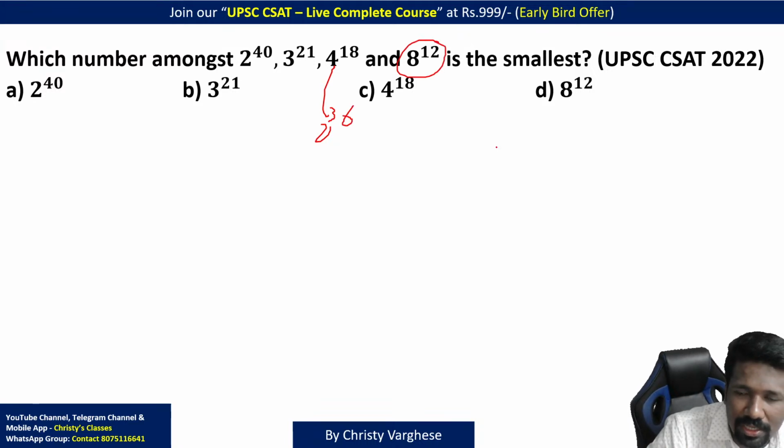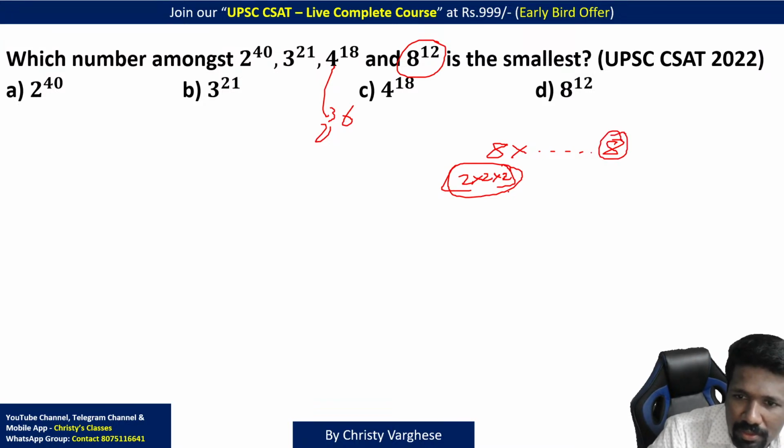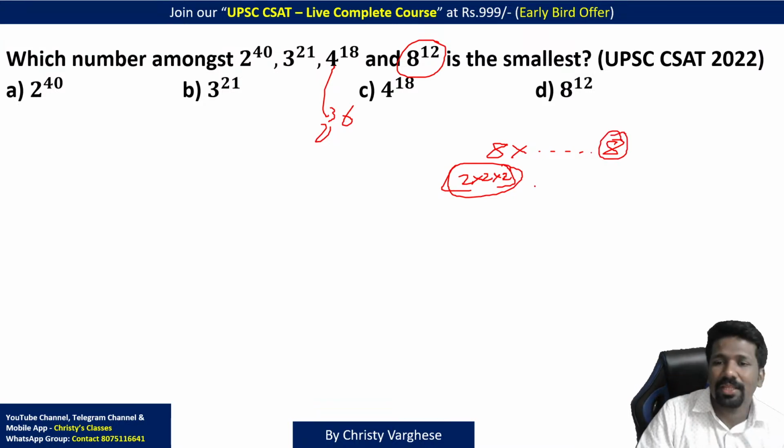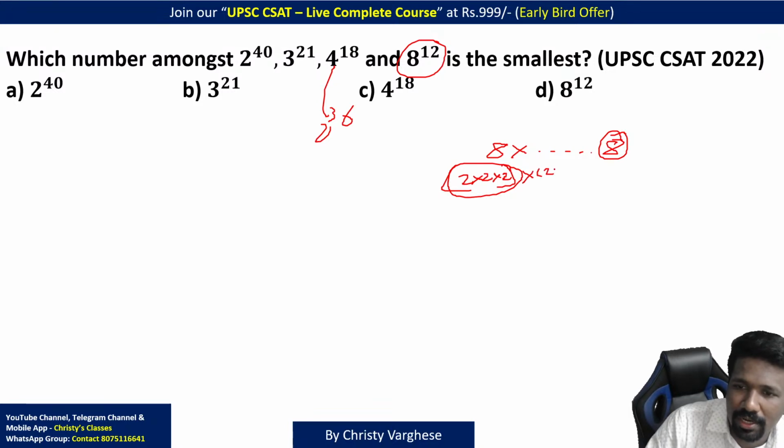What about 8? 8 means what? 8 into 8 into 8 into 8, 12 times, is 8 raised to 12. Each 8 is 2 into 2 into 2. So a triplet of 2s, 12 times. So 12 into 3, 36 2s will be there. That means this is also 2 raised to 36.